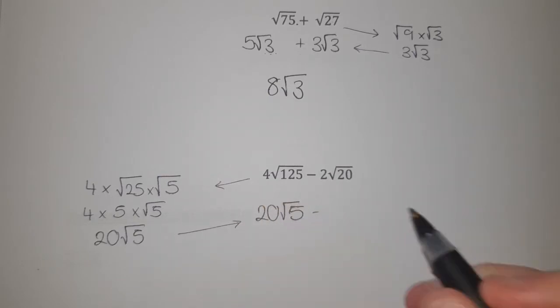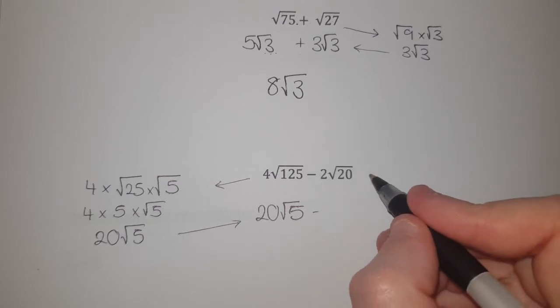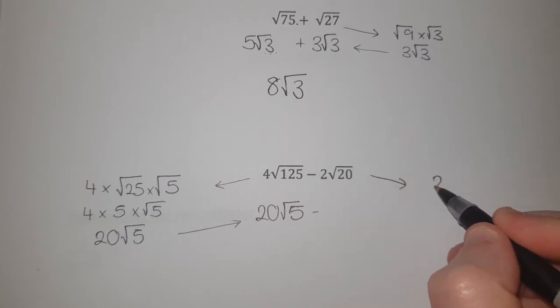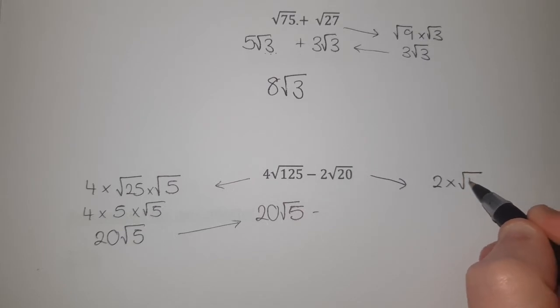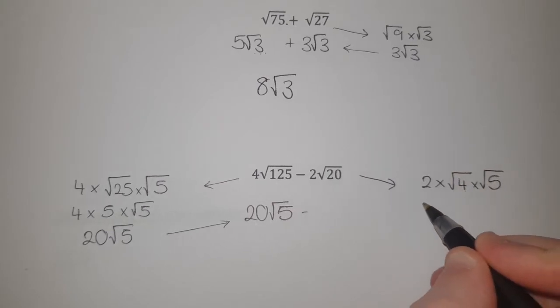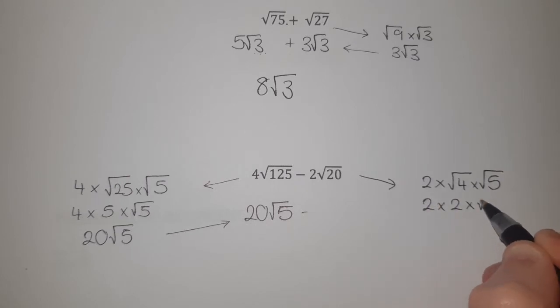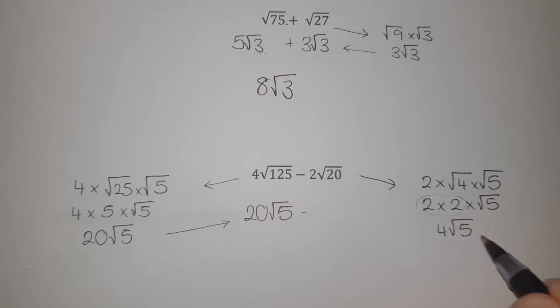That does give you a little bit of a clue to the second one. I know this needs to end up with a root 5. So 2 root 20, I could say, is 2 times root 4 times root 5. The square root of 4 is actually 2. So I've got 2 times 2 root 5. These two go together. 2 times 2 is 4. So I've got 4 root 5.